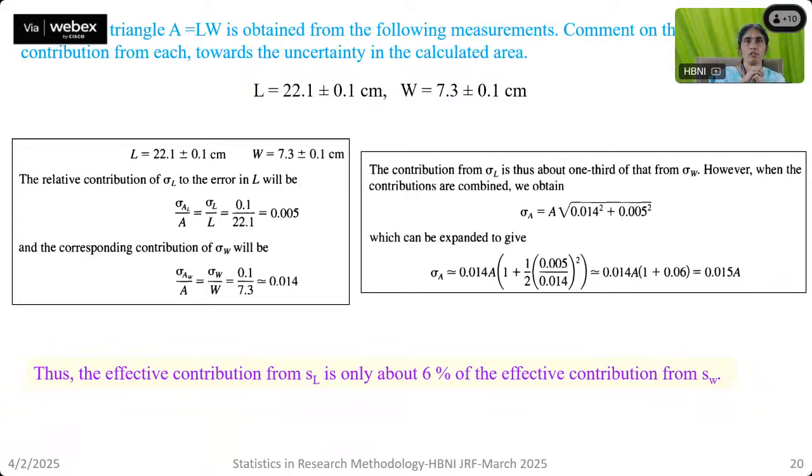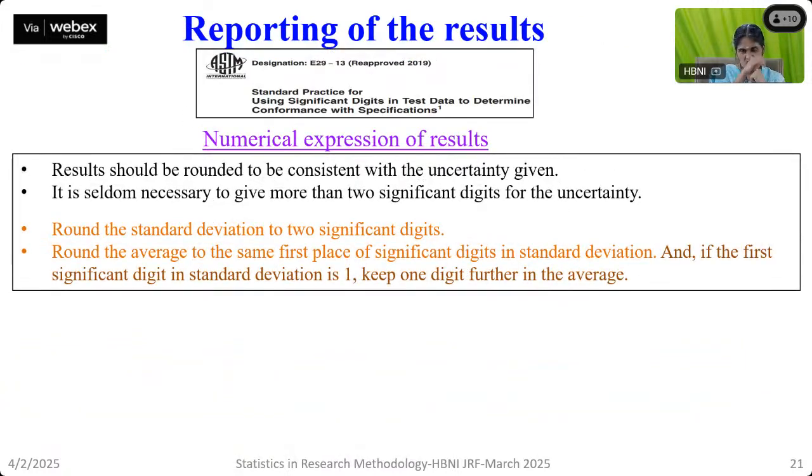If you compare the absolute uncertainties, you will see that both length and width have similar absolute uncertainty. But since it is a multiplication operation, you will see that the contribution from the length is only 6% of the effective contribution coming from the width measurement. So width measurement should be more careful when you do this final calculation.